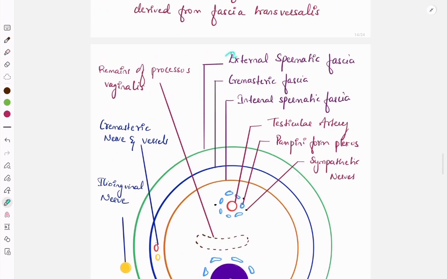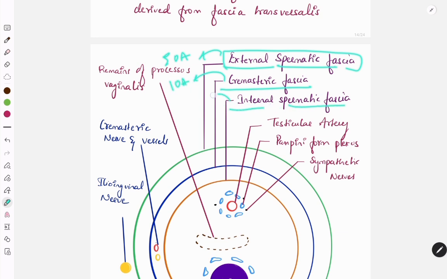So these are the coverings. First is the external spermatic fascia. Second is the cremasteric fascia. You guys tell me, external spermatic fascia is derived from external oblique aponeurosis. Cremasteric fascia is derived from internal oblique aponeurosis, and your internal spermatic fascia is derived from fascia transversalis.